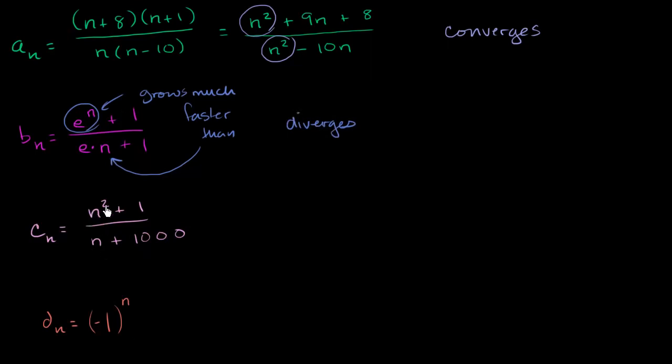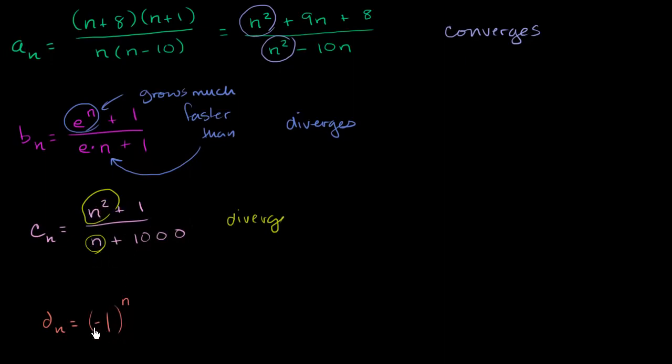Now let's look at this one right over here. Well, we have a higher degree in the numerator than we have in the denominator. n squared obviously is going to grow much faster than n. So for the same reason as the b sub n sequence, this thing is going to diverge. The numerator is going to grow much faster than the denominator. Or another way to think about it, the limit as n approaches infinity is going to be infinity. This thing's going to go to infinity.